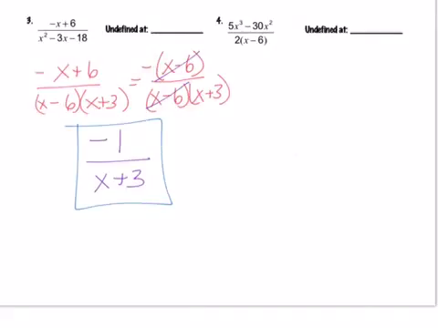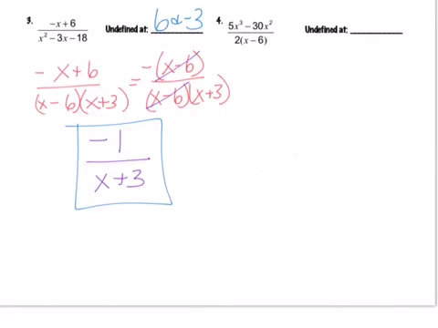That is my answer. And when is it undefined? I always go back to my original after I factored it. So x can't be 6 and x can't be negative 3, because then I'll have 0 on the bottom and that makes it undefined. So 6 and negative 3.